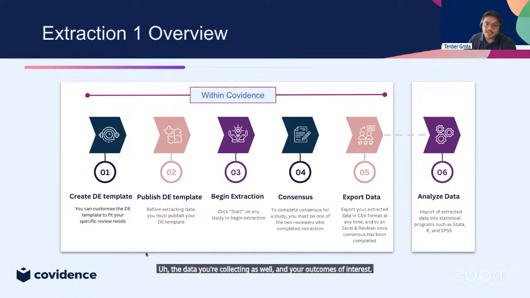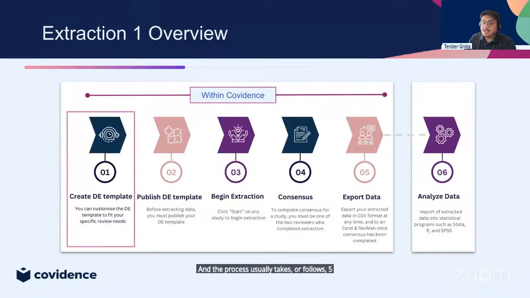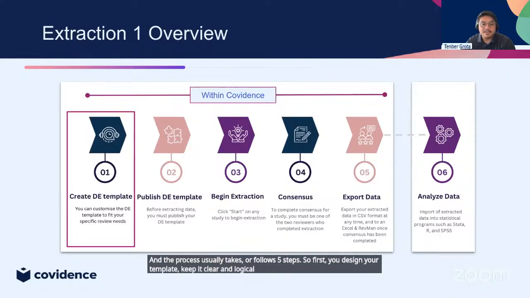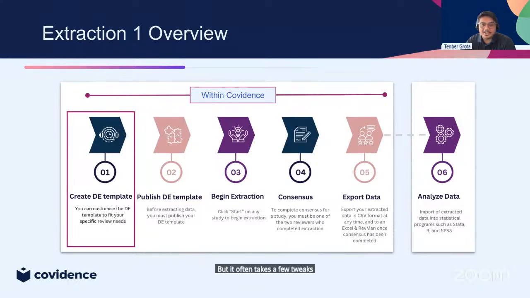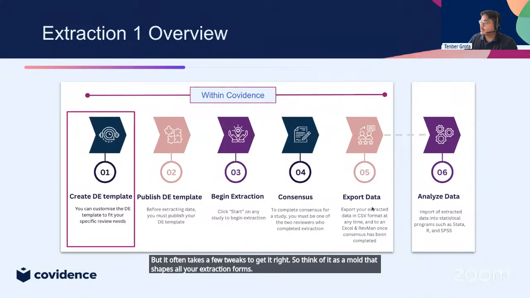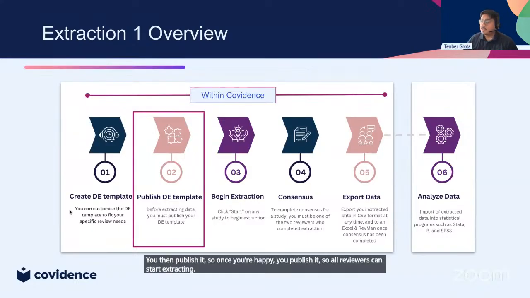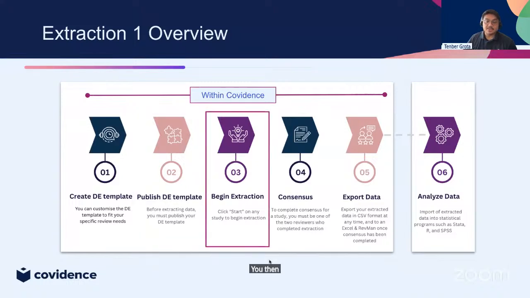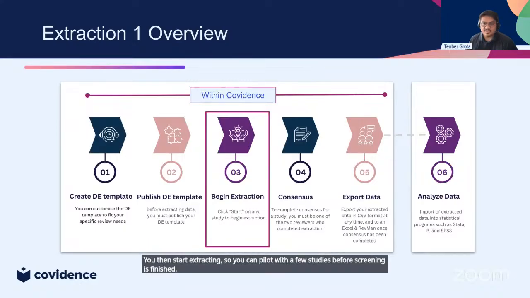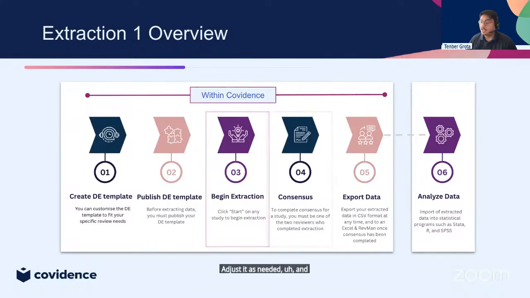And the process usually follows 5 steps. So first, you design your template, keep it clear and logical. A good template reduces confusion and errors, but it often takes a few tweaks to get it right. So think of it as a mold that shapes all your extraction forms. You then publish it. So once you're happy, you publish it so all reviewers can start extracting. You then start extracting so you can pilot with a few studies before screening is finished, adjust it as needed, and Covidence lets you update anytime.